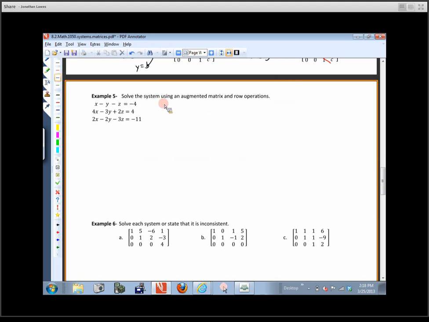Okay, write down the augmented matrix. 1, -1, -1, -4. It is, so we should know what the answer is, and we'll know if we screwed this up.